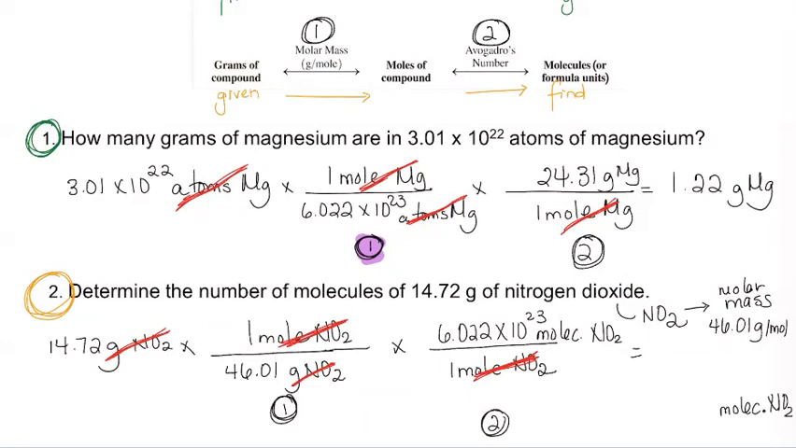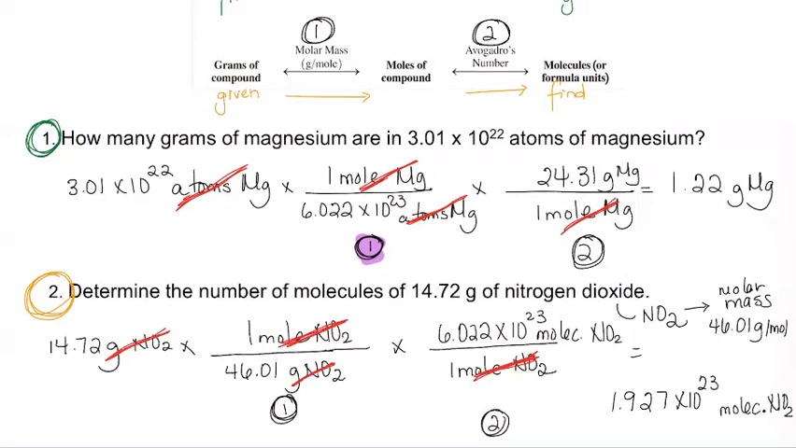So what we find is that we take 14.72 times Avogadro's number, 6.022 times 10 to the 23rd. We divide that by 46.01, and we get a result that is 1.9266 and a series of numbers times 10 to the 23rd, and we need to round it to 4 sig figs. So this is going to be 1.927 times 10 to the 23rd molecules of NO2.